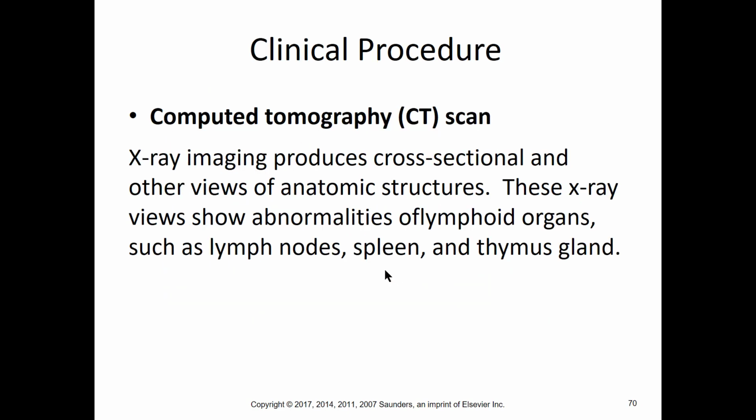For clinical procedure, they do a CT scan, which is X-ray imaging that produces cross-sectional and other views of anatomical structures. Think about it like a bunch of slices. An X-ray is one slice, a CT scan is a bunch of X-rays or slices put together, which usually shows abnormalities of lymphoid organs such as lymph nodes, spleen, and thymus gland.